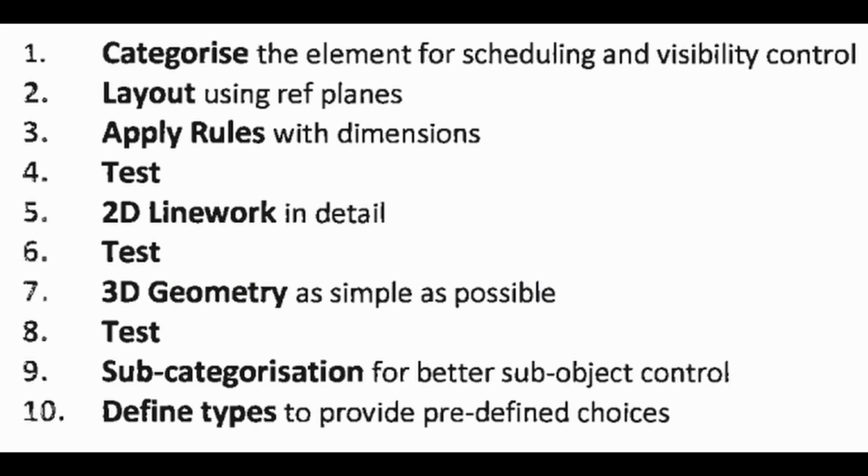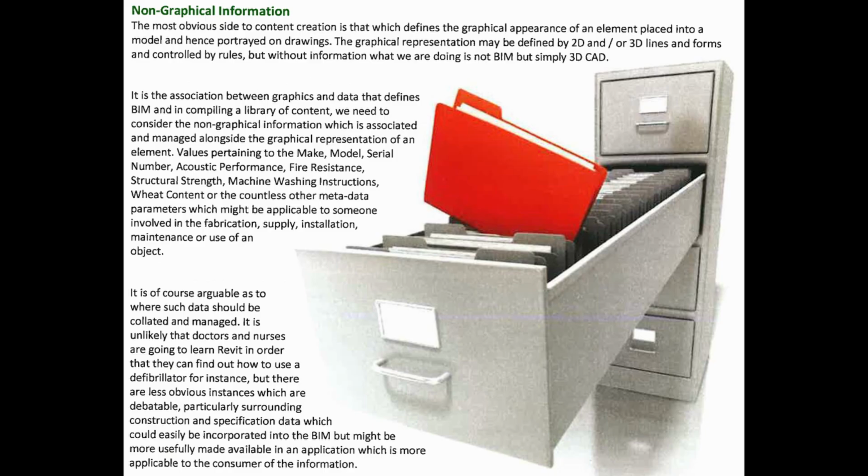10. Define metadata and types. Finally, you add the non-graphical information, the BIM data. This includes manufacturer, model number, performance data, classification codes, and any parameters needed for schedules. You also create types, which are simply saved sets of parameter values.